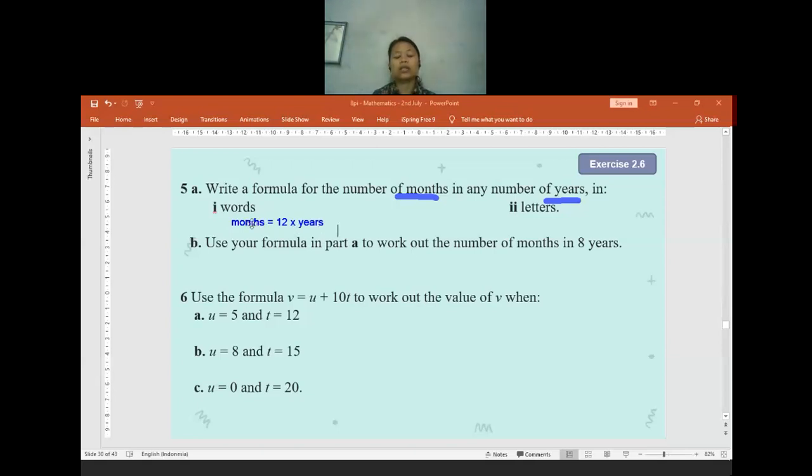So later, how many months in 1 year? 12 times 1. How many months in 2 years? Just 12 times 2 and so on. You can replace the years here with whatever number of years you are looking for. Is there anyone who has difficulties or gets confused, or maybe I go too fast?